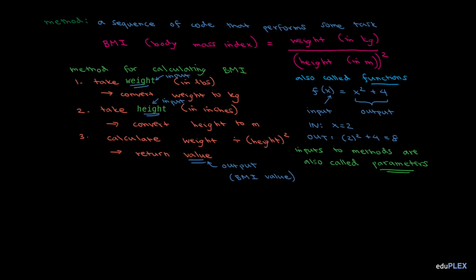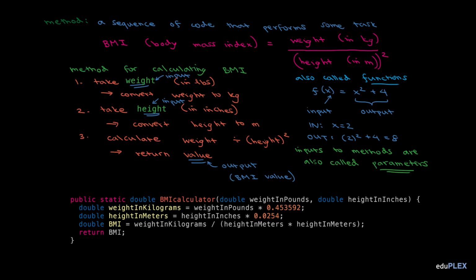Here's what the BMI method will look like in Java. Don't worry about the specifics yet, but let me show you why this is useful. Let's ignore this public static stuff, but we can see that this method is called BMI calculator, which makes sense since it calculates our BMI. Inside these parentheses, we have the inputs, or the parameters of the method, which are the weight in pounds and the height in inches.